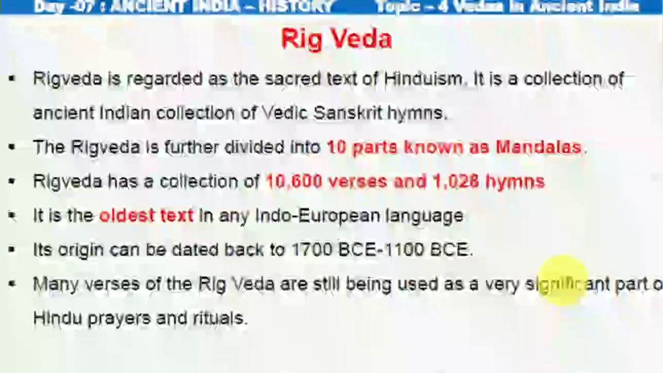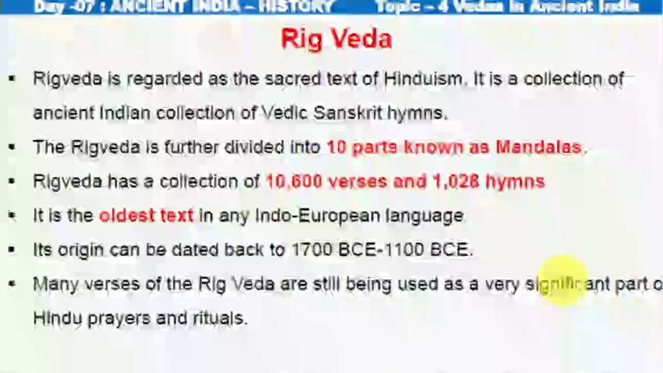Next, Rig Veda. Let's start with the Rig Veda, the first and the oldest Veda, and the early Vedic period is also known as the Rig Vedic period. In literature, the Rig Veda is regarded as the sacred text of Hinduism. It is a collection of Vedic Sanskrit hymns. What are hymns and what are verses? I will tell you later.